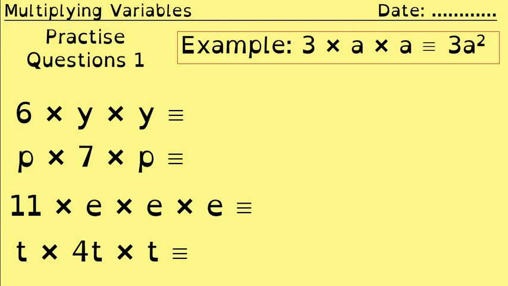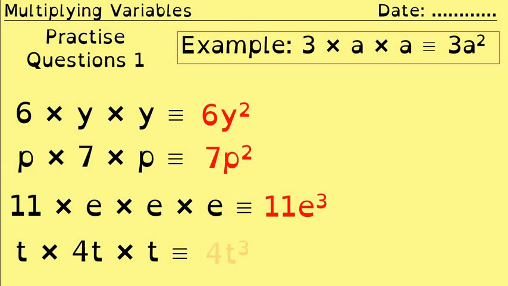Okay, so just to go through the answers, we should have 6y squared, 7p squared, 11e cubed, and 4t cubed.